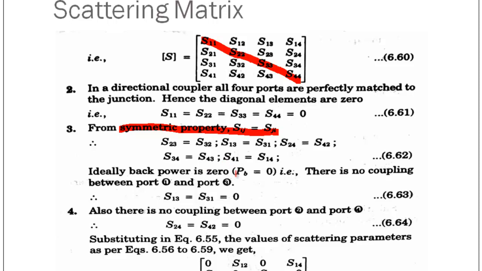Right? Ideally, as we have seen, this is your directional coupler, this is port 1, this is port 3, this is port 2 and this is port 4.